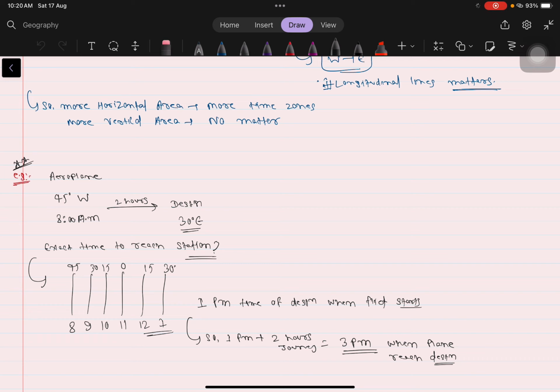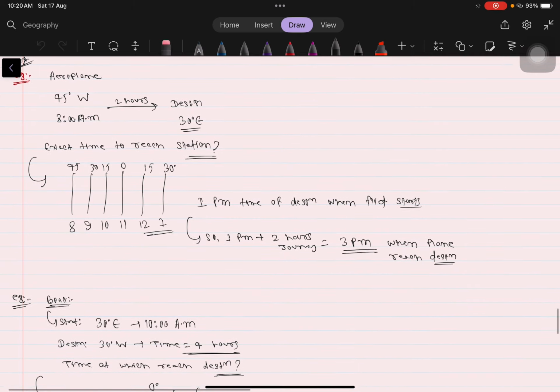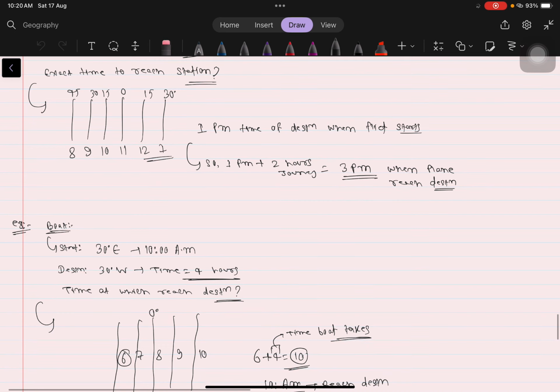So first of all, it's 8 a.m. currently. At the current point, that is when the aeroplane is at the source point, we need to calculate the time at the destination point. Since it is 3 hours here, 5 hours we need to add, that is 1 p.m. will be the current time, and 2 hours it will take to reach. So total at 3 p.m. it will reach that point, that is the destination.